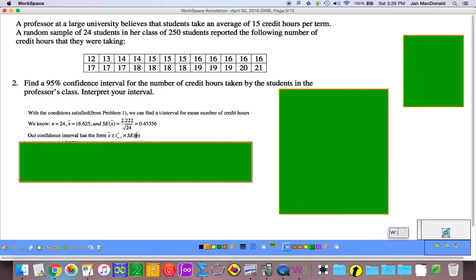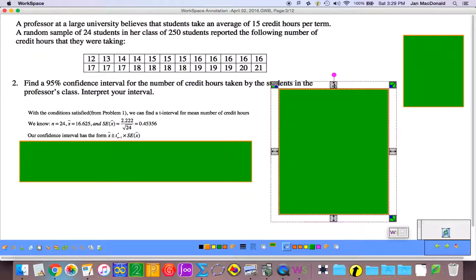So let's take a look at the formula of our confidence interval. Here's our estimate, our sample mean, plus or minus our critical t times the standard deviation of our statistic. Well, how do we find this critical t value?